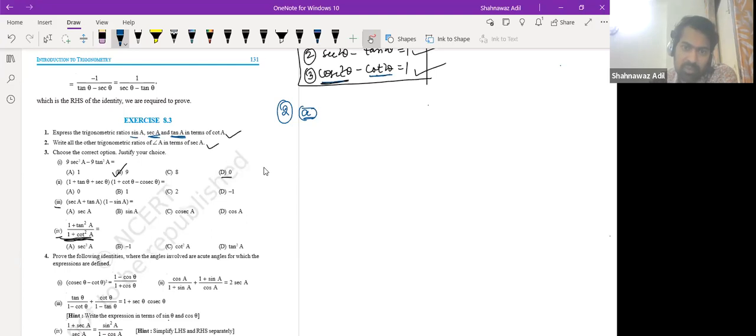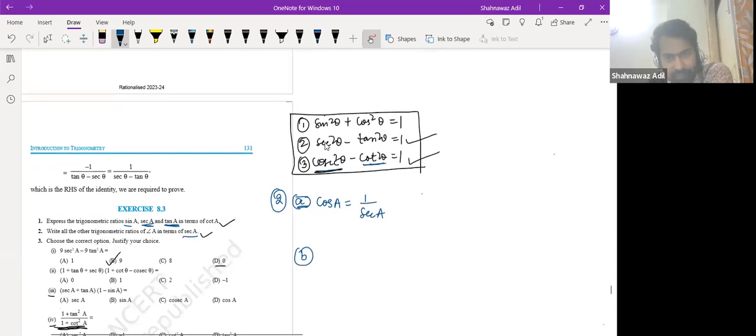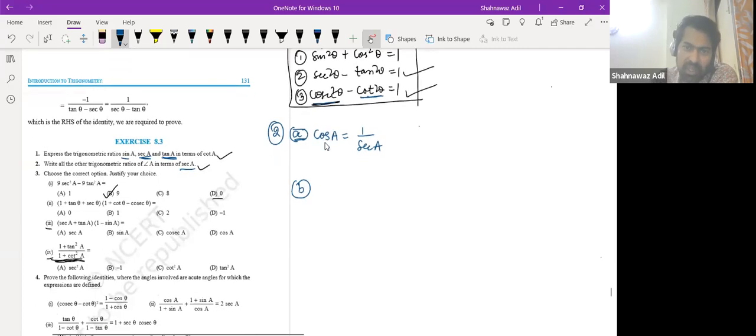It's cos. Cos, right? So I can write cos A as 1 by sec A. So I have written one trigonometric ratio, cos A, in the form of sec A. Now, in which identity does this sec A come? The second identity. So we can write the second identity and then we can calculate tan, right?